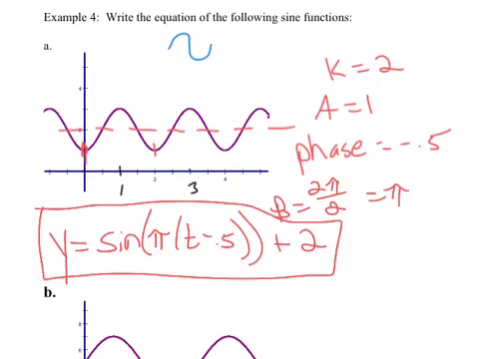So we will be practicing that in class as well. In this lesson you do your writing functions, your reading functions, and then your interpreting functions, all in one thing, so it's pretty good.